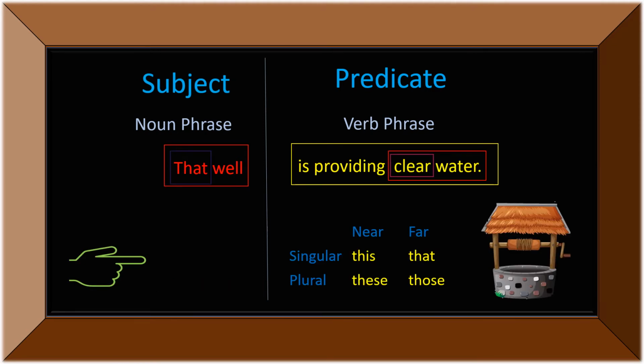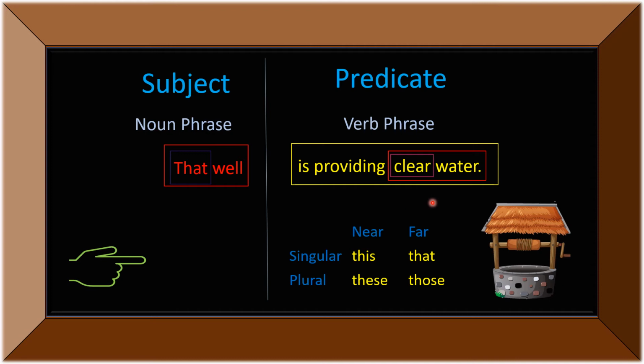That well is providing clear water. That well is the noun phrase and the subject of the sentence. That is a determiner, demonstrative determiner. Well is a noun, concrete noun, countable noun, singular noun, and a common noun. Is providing clear water is the verb phrase and the predicate of the sentence. Is an auxiliary verb and a primary auxiliary verb. Providing is a verb, dynamic verb, extensive verb, transitive verb, present participle.